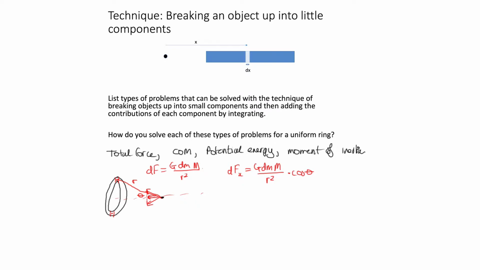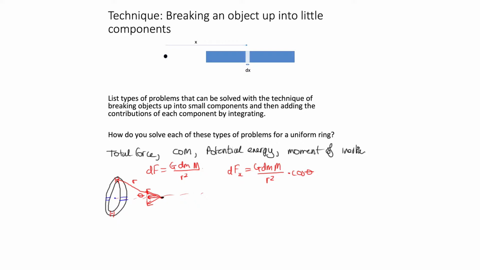So that's how we consider the total force. The center of mass, again, we always exploit the symmetry. With center of mass, we can consider two little components opposite to each other, and we'd see that the center of mass for those two was right in the middle, and whichever components we consider opposite each other is always going to be right in the middle. So the center of mass would be right in the middle of our ring.